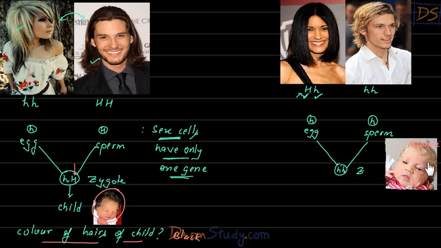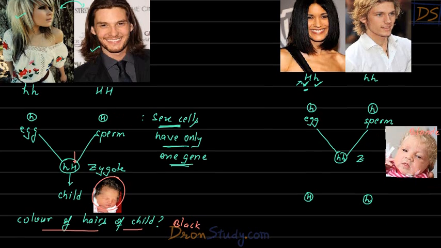But students, I'm sure that you are able to understand that in this case there is one more possibility. Why is there one more possibility? See, the sperm will have this small h gene, but this egg can also have capital H. This egg can also have capital H, right?